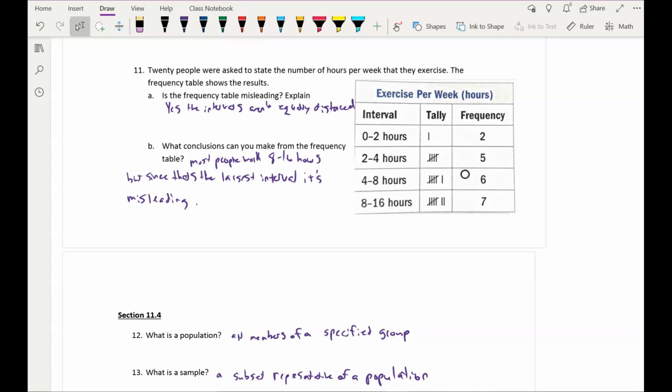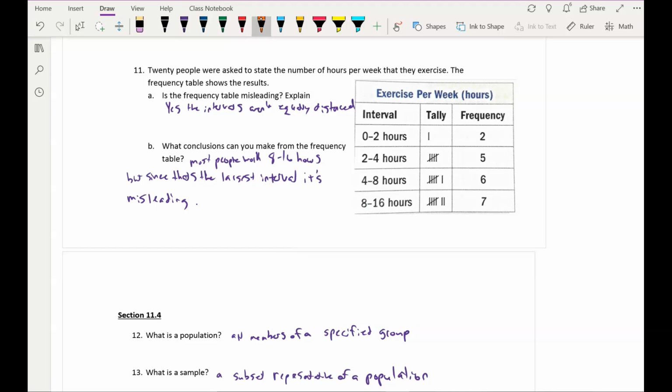Interesting. But since the intervals 4 through 8 and 8 through 16 are not the same distance as 0 to 2 and 2 to 4, that's going to lead to some misinformation. Because if the range is wider, you're going to have more possible people that would fit in that range, which is why the frequency more than likely is higher towards 8 to 16 and 4 to 8, just because it includes more values that people could be choosing.